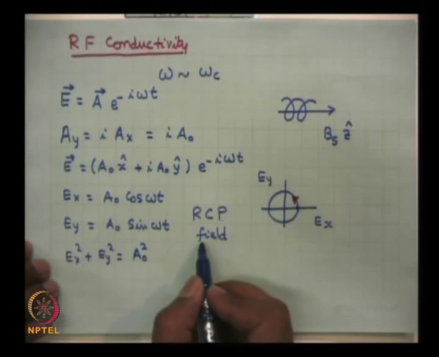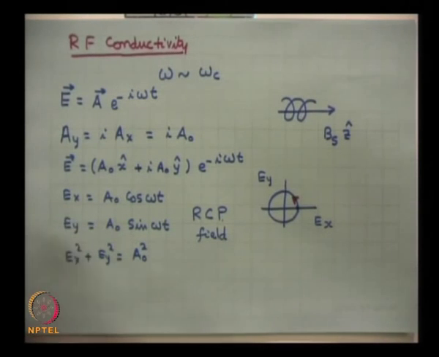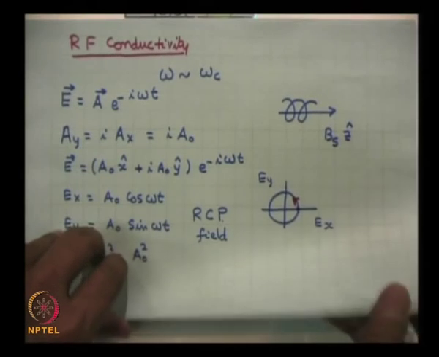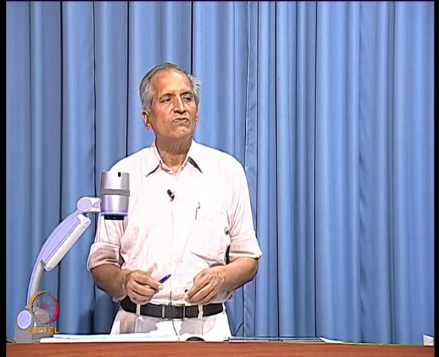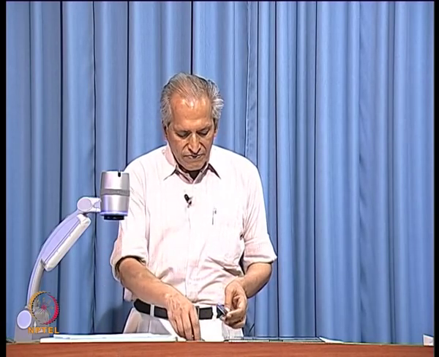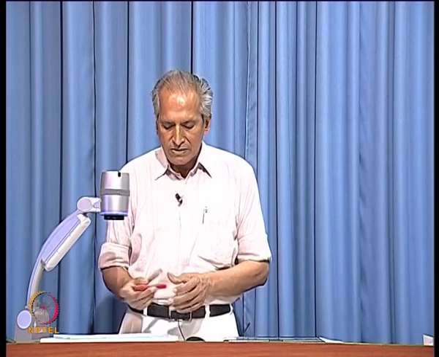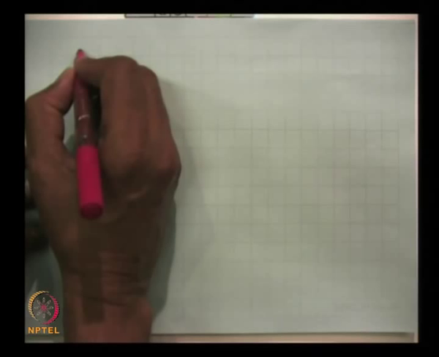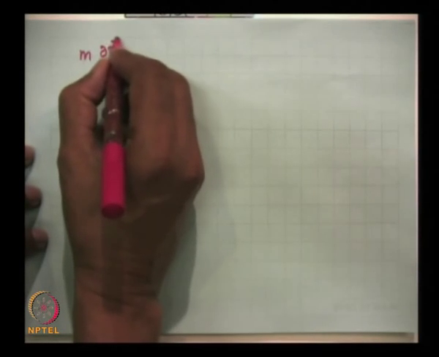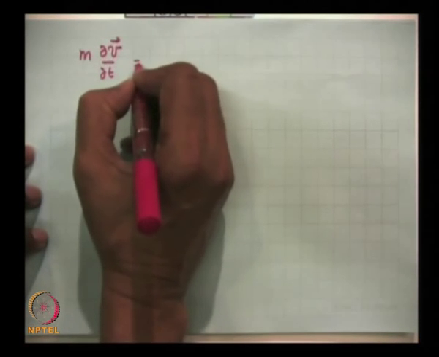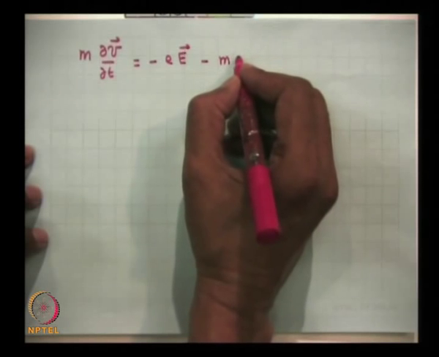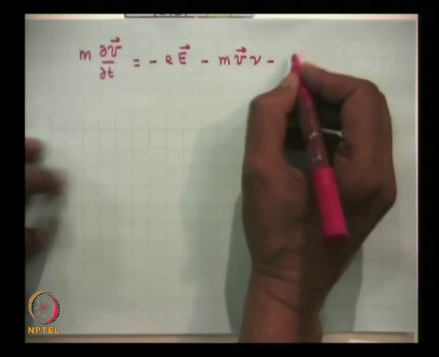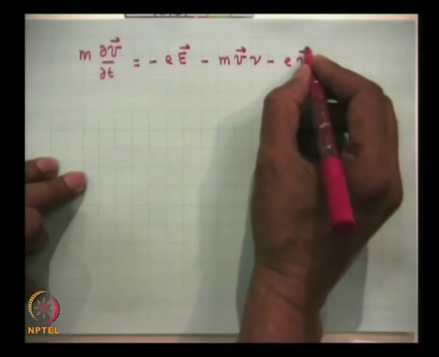Right circularly polarized electric field is written like this. Now, in this particular case, what is J? Let me write down J. Well, you can write in two ways. Either you use the conductivity tensor, which many times we do not remember, we forget. Otherwise, it's simple to write down the equation of motion and write from there. Equation of motion is m delta v by delta t is equal to minus e E minus m v nu minus e v cross B s.